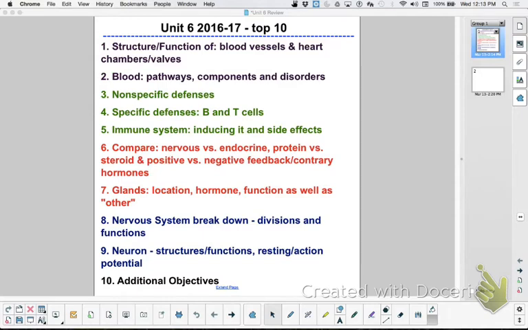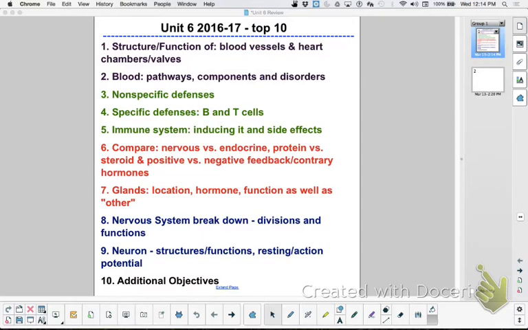First of all, I would make sure on Unit 6, structure and function of the blood vessels, heart chambers, and valves. So you want to know things like arteries go away from the heart, veins towards, capillaries are where all exchange takes place. Why are the capillaries so good for exchange? Because they're one cell thick, and the blood moves very slowly through them, which allows for diffusion.